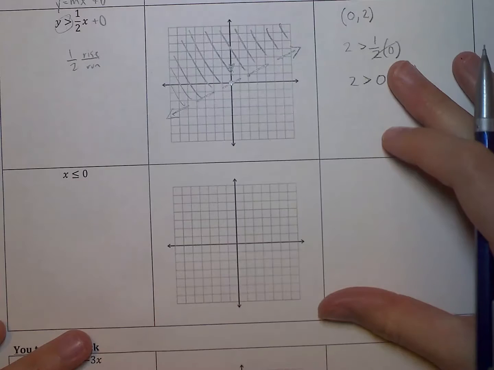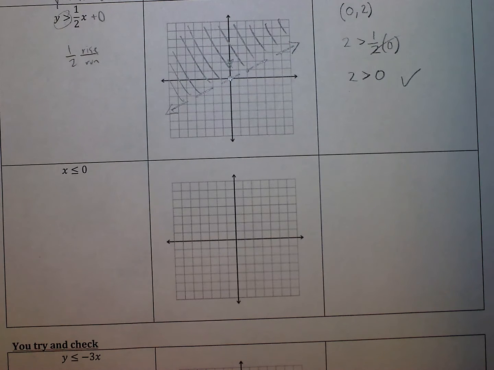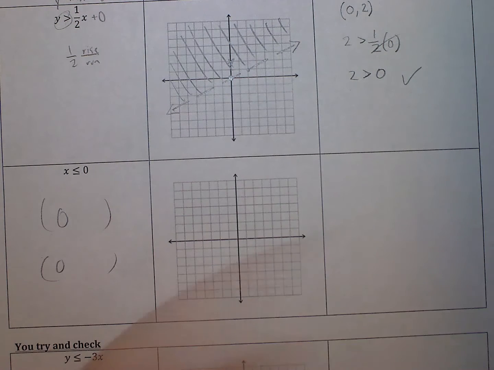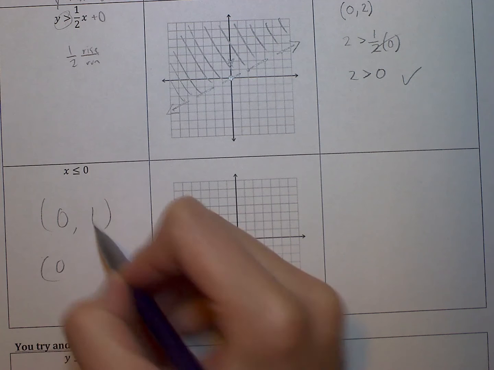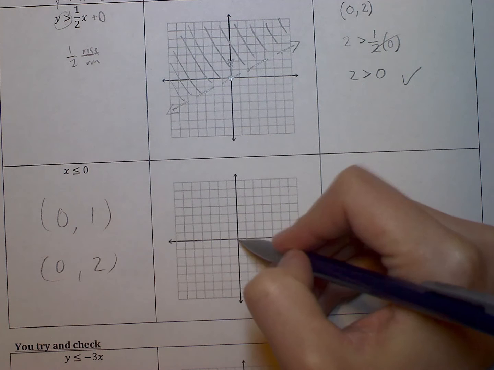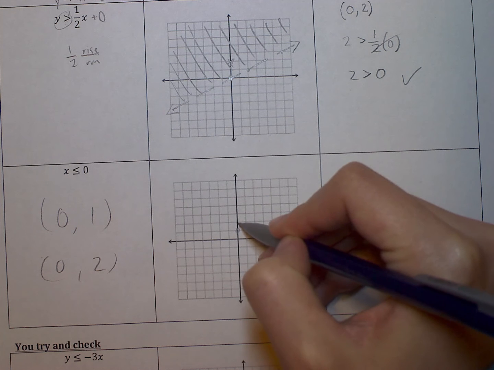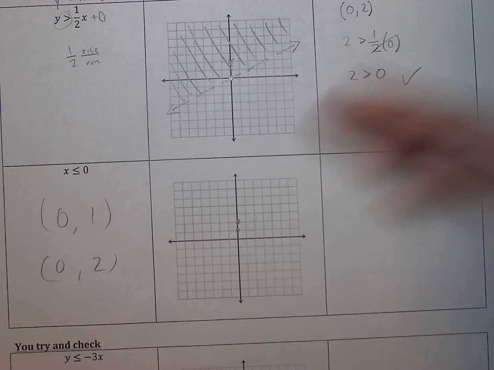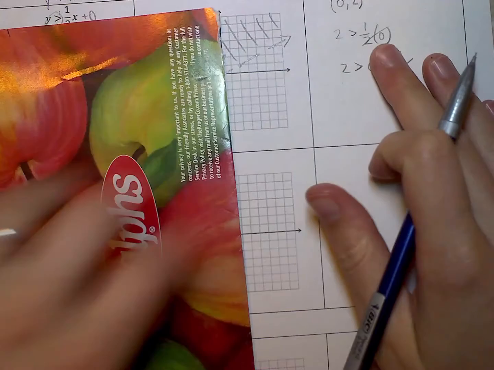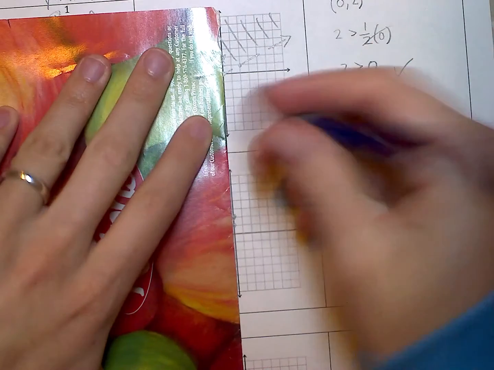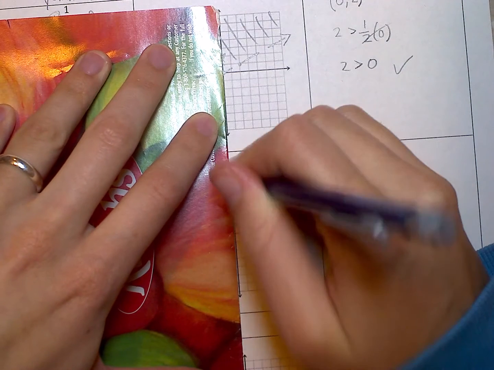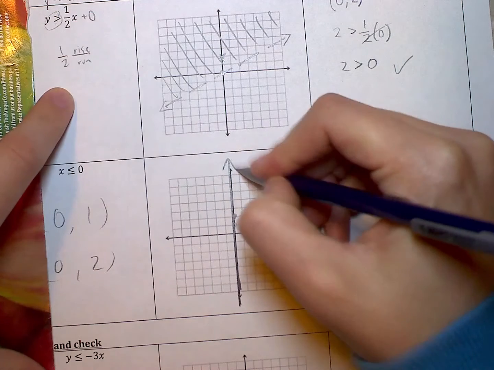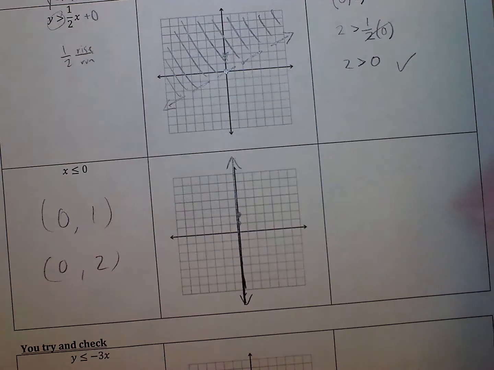Okay. Let's try this one. x is less than or equal to 0. So first let's figure out what this line is. If x is 0, we're looking for the line where all the x values are 0. So make y whatever you want. So this is 0, 1, 0, 2, right? The line where all the x values are 0 actually turns out to be the y-axis. Just basically darken the y-axis here. And we knew that all the x values on the y-axis are 0. So here's my line. Now which way do I shade?